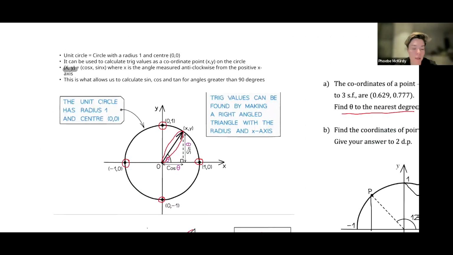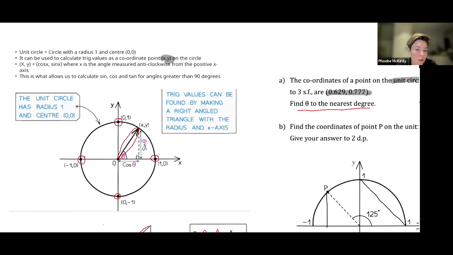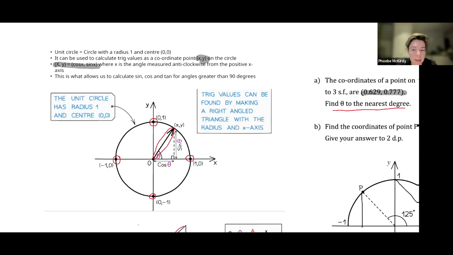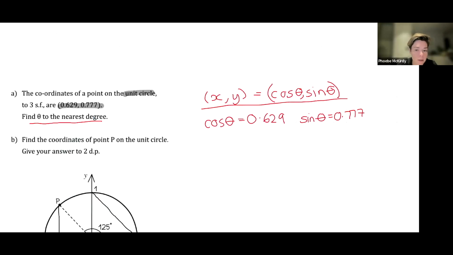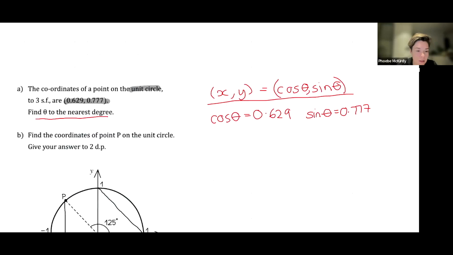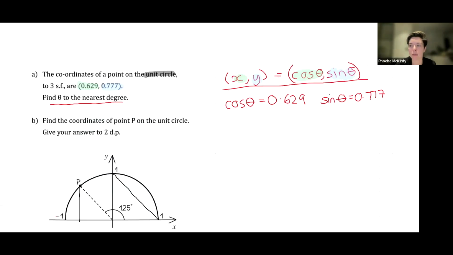This is a term that you need to know on a unit circle. A circle with a radius of 1 and center (0, 0) can be used to calculate a coordinate point. So if we're given in the question the coordinates of a point on the unit circle, we know that (x, y) is equal to (cos theta, sin theta). So knowing this, we are basically plugging in these values here, and then we can easily find out theta.